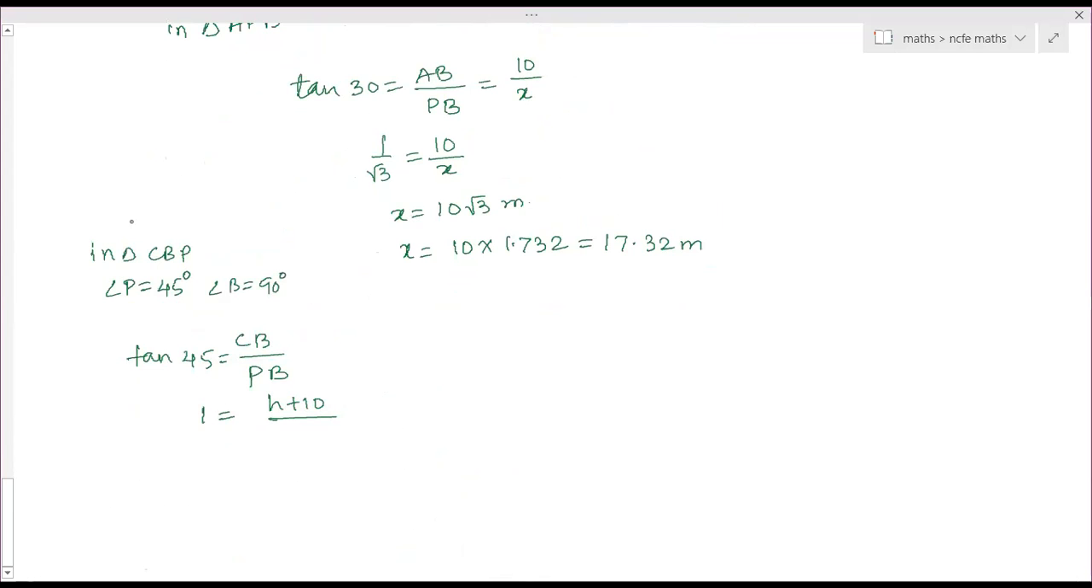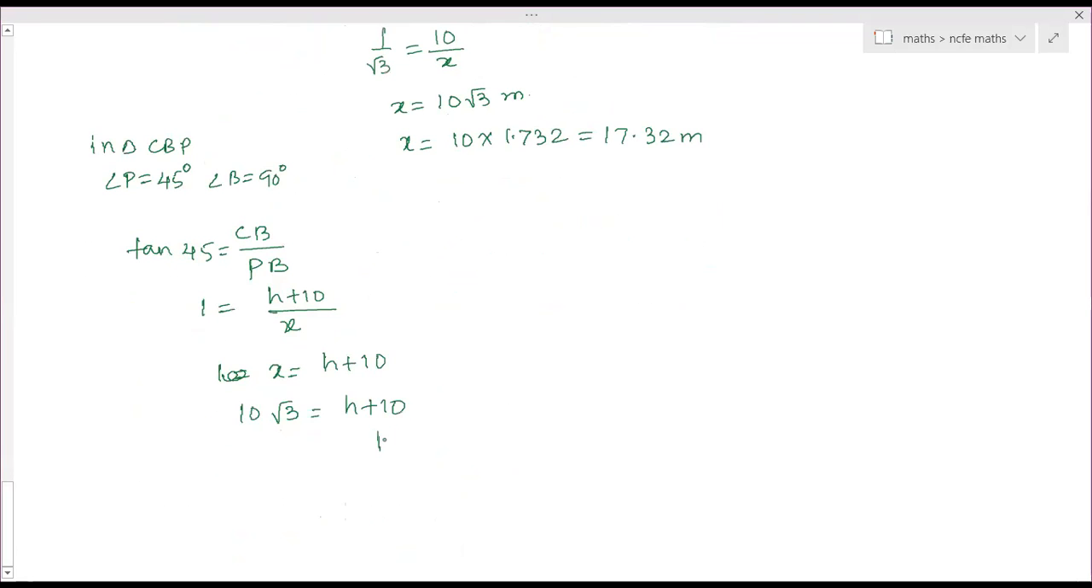And now BP distance, that is the x value we already have calculated. That is 10 root 3. So 1 is equal to h plus 10 by x, or x is equal to h plus 10. Now we have 10 root 3 is equal to h plus 10. So value of h, 10 root 3 we already have calculated. That will be better because anyhow we have to do minus 10. 10 root 3 is 17.32 minus 10. That is 7.32 meter is the height of the flagstaff.